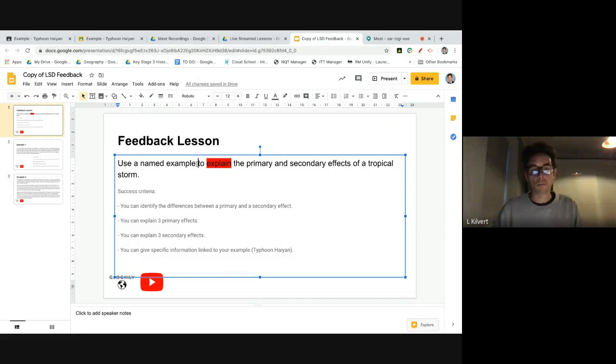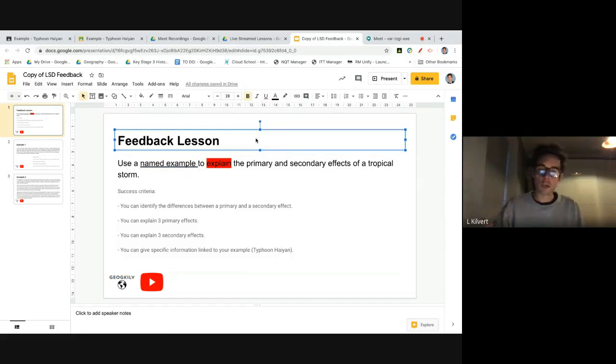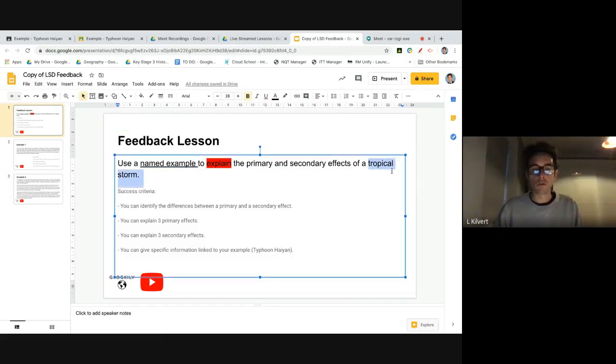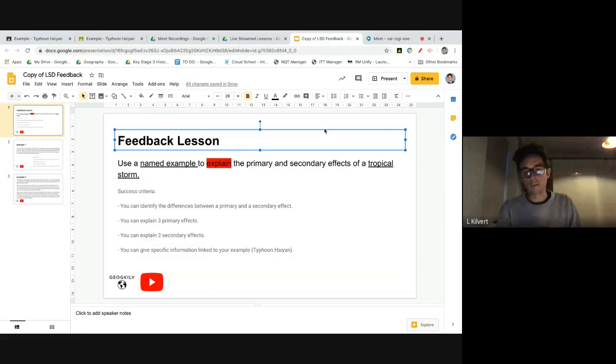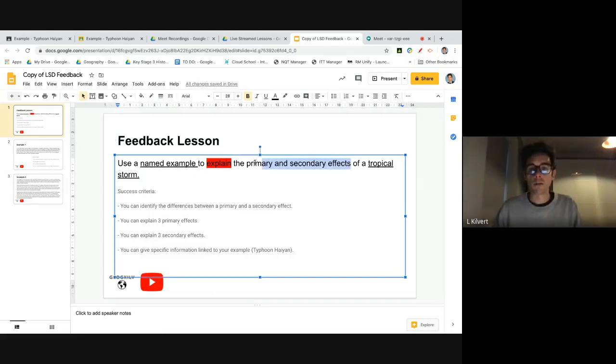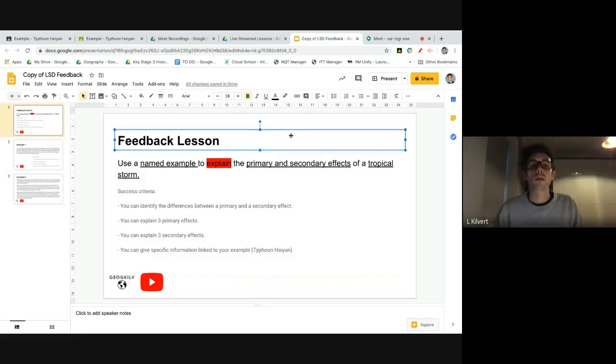We would have gone through and underlined named example. By underlining named example, it got it fresh in our minds that we were looking at a named example of a tropical storm. Hopefully by the time you get into year 11, you'd have done lots of revision and your brain will be able to make those connections. Named example, tropical storm, Typhoon Haiyan. And then the other thing that we would probably underline would be the primary effects and secondary effects, because it's testing your knowledge not only of the case study, but also of the difference between a primary effect and a secondary effect.